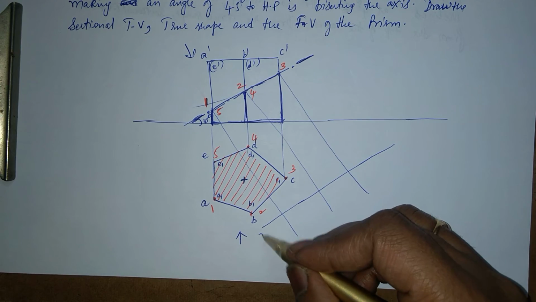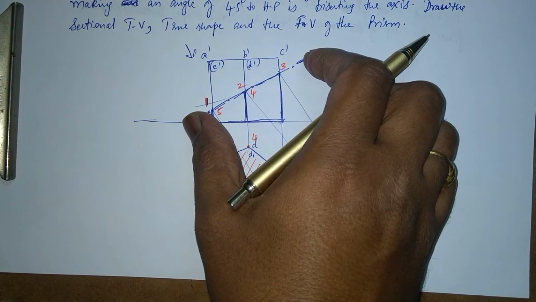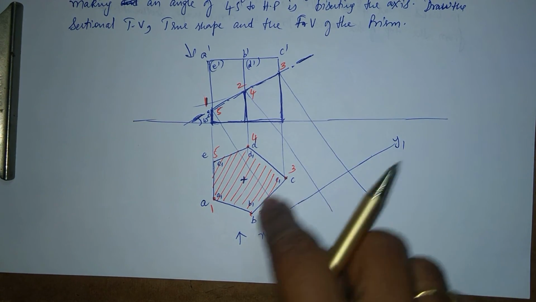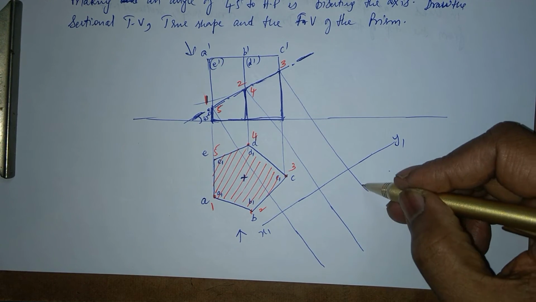This line is x1, parallel. This is an auxiliary plane which is parallel to the section plane. This is the section line. This is parallel to this one, and I took it at a convenient distance. Now let us take these points outside.